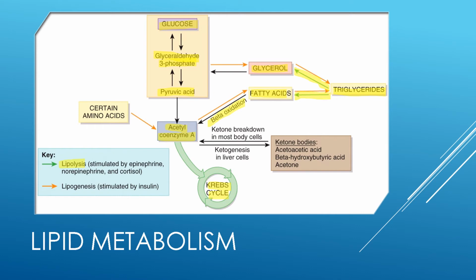Now, the orange arrows are going to be lipogenesis. Again, this is stimulated by insulin. And this is the synthesis of lipids from glucose or amino acids. So you can kind of follow these arrows from amino acids all the way to triglycerides here. And then as well from glyceraldehyde 3-phosphate, taking the glycerol route here.